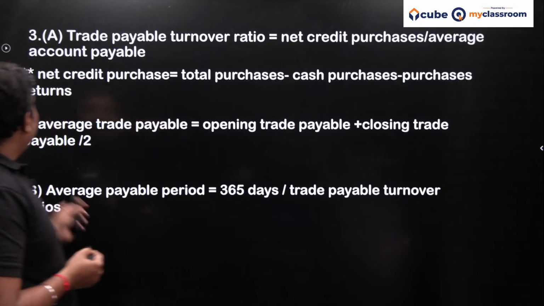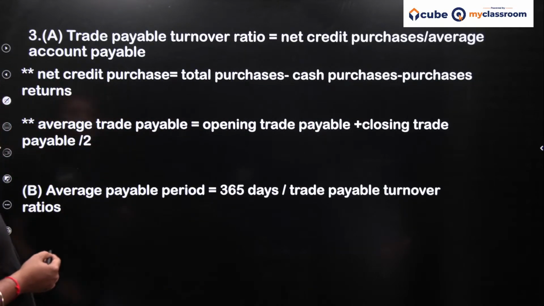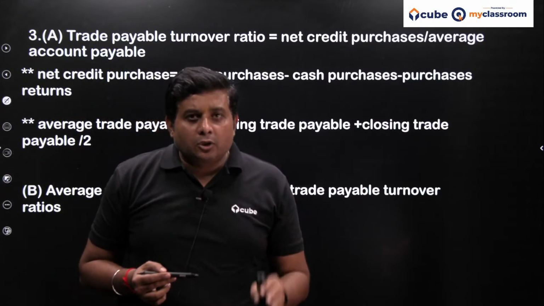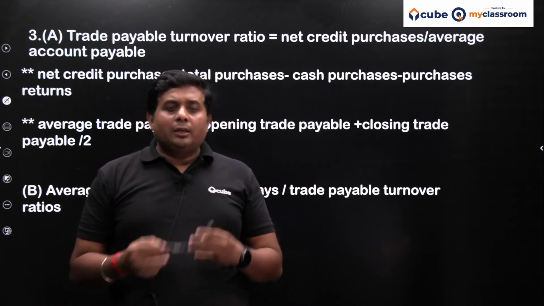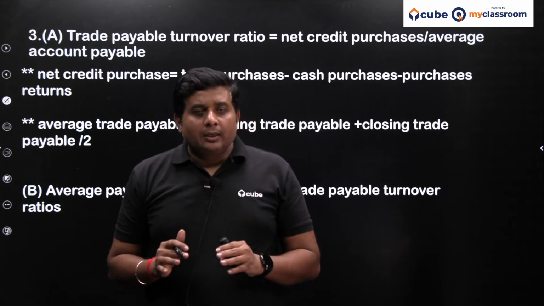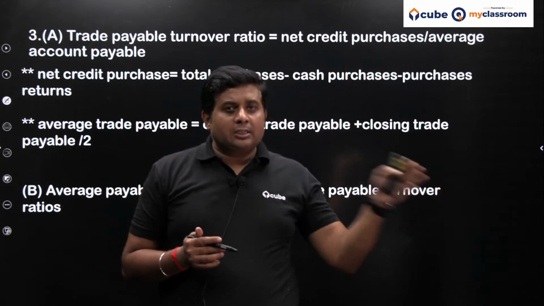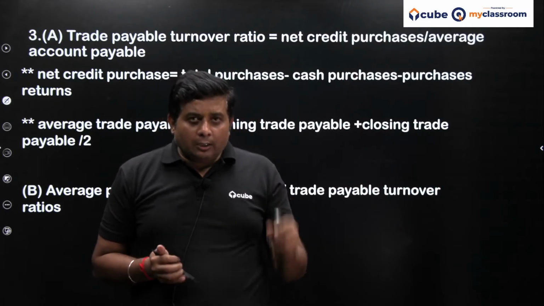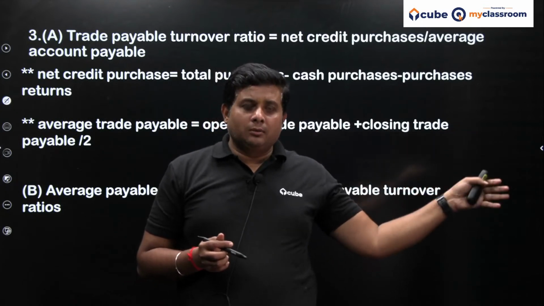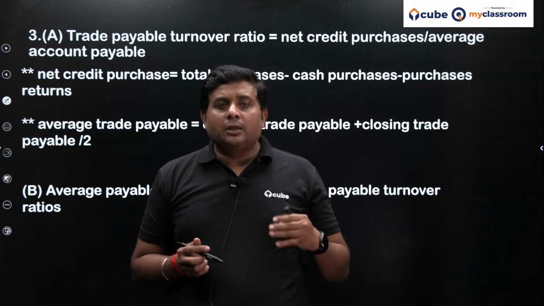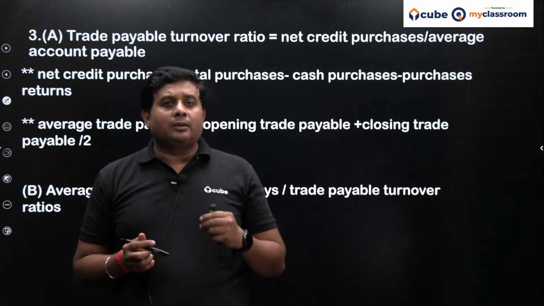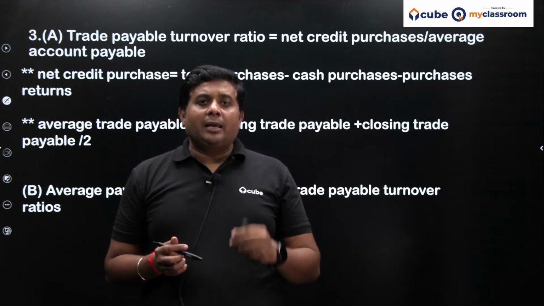So now what is the formula for the same? For the trade payable turnover ratio, the formula is quite simple: net credit purchases upon average account payable. Now how can you calculate the net credit purchases? It's really simple. Total purchases include the cash purchases as well as the credit purchases. So total purchases minus cash purchases minus purchases return. The other name of purchase return is returns outward. If you subtract it from the total purchases, then you will come to know the net credit purchases. And it is divided by average trade payable.